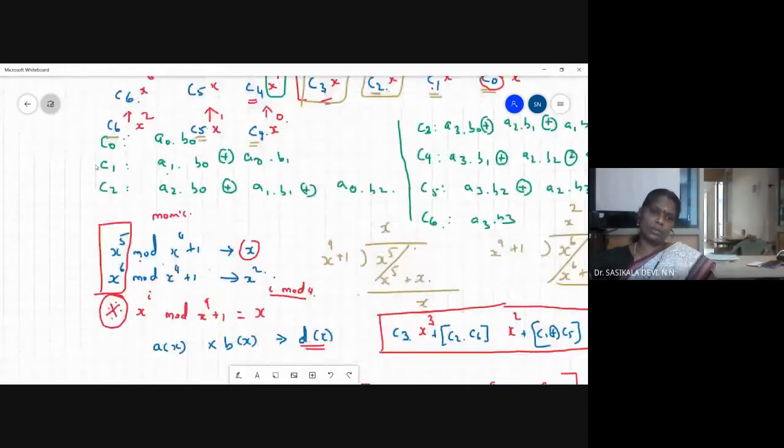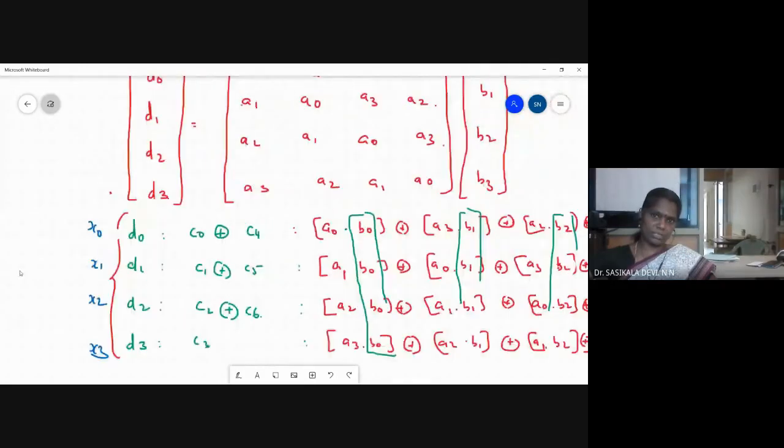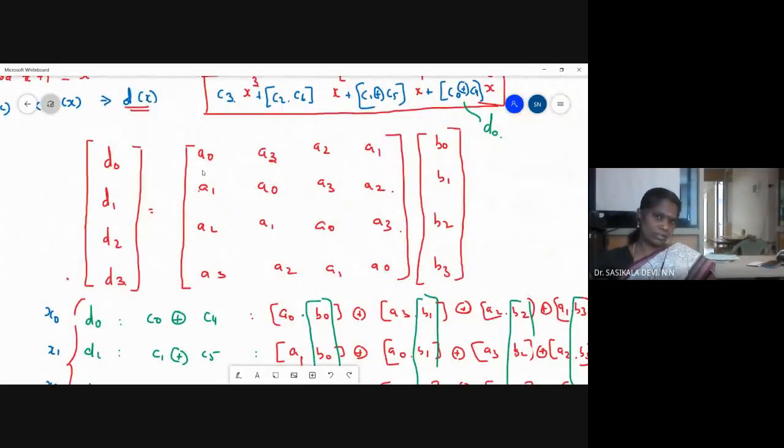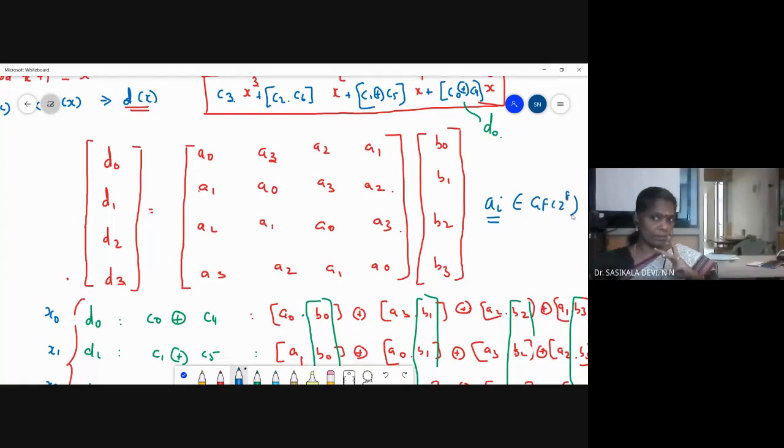So here, in the mix column round, we need to do a matrix multiplication like this. What are those A0? What is AI and BI? They are polynomials over GF of 2 power 8.